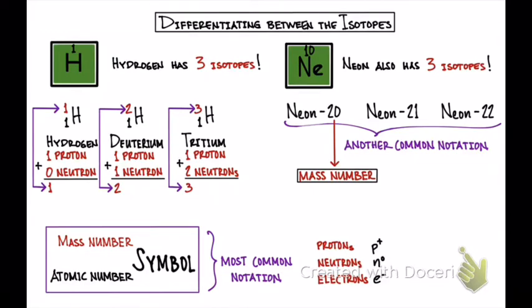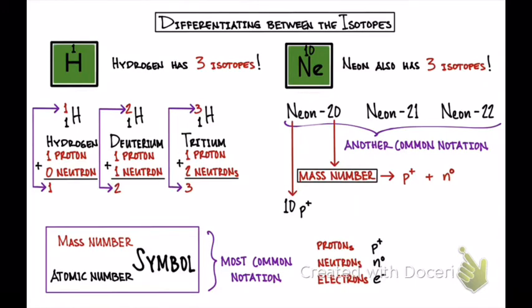The difference between this second common notation versus the first one is that this doesn't tell you what the atomic number of the element is. So you would have to look at a periodic table and find out what the atomic number is for that specific element. When you look at the periodic table, neon has the atomic number 10. That means it has a total of 10 protons. So all of these isotopes of neon each have 10 protons.